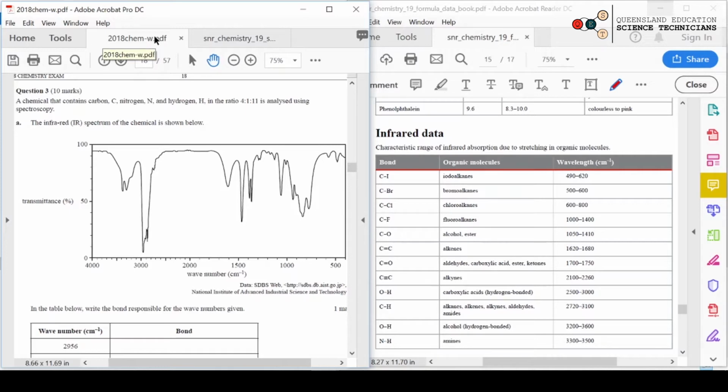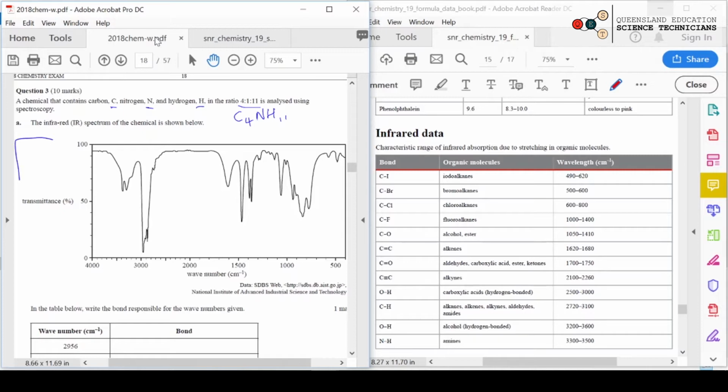So this is the Victorian chemistry exam from 2018. And in this question, I've actually been given a little bit of information as a clue. I've been told at the beginning that my only elements present are carbon, nitrogen, and hydrogen, and they exist in the ratio of 4:1:11, which means I can work out my empirical formula as being C4NH11. And this will then help us in interpreting both the infrared spectra and the mass spectra that's given later in the question.